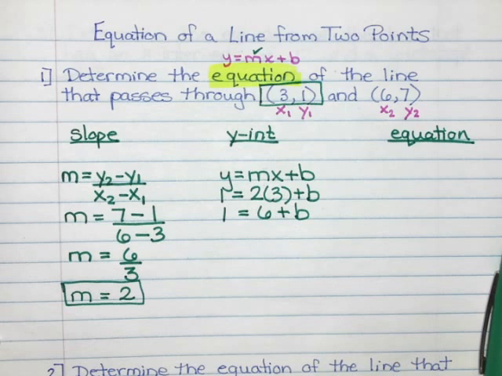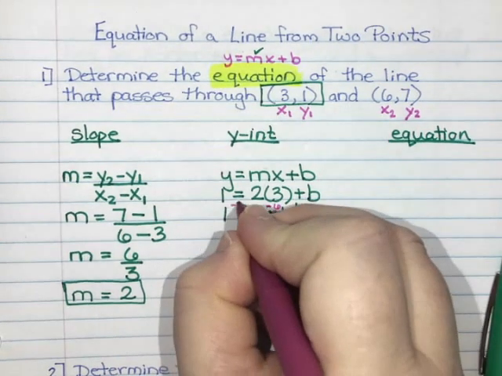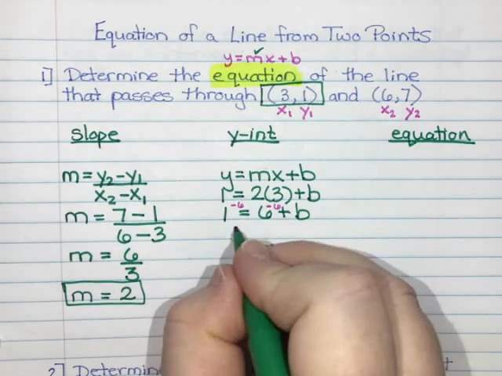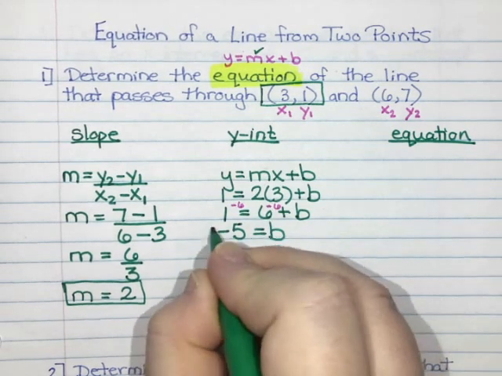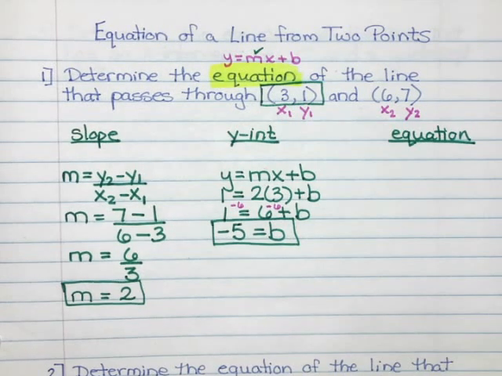And then I want to solve for b, so I'm going to subtract 6 from both sides. If you like, you can flip the equation over first. That's a choice. So 1 take away 6 is negative 5. Okay, so I now know that my slope is 2 and my y-intercept is negative 5.